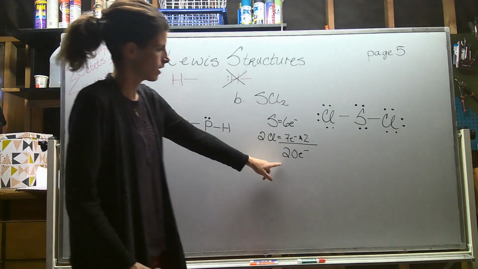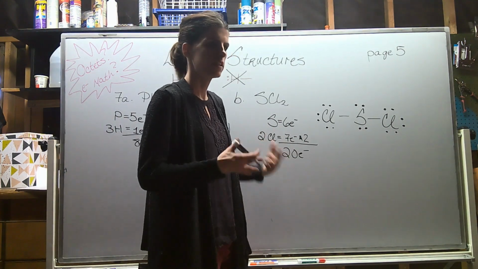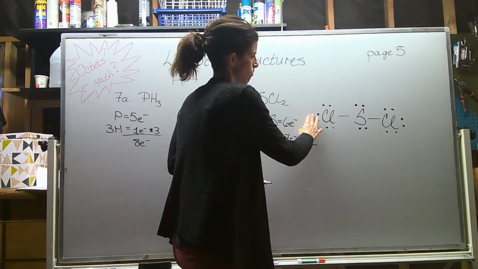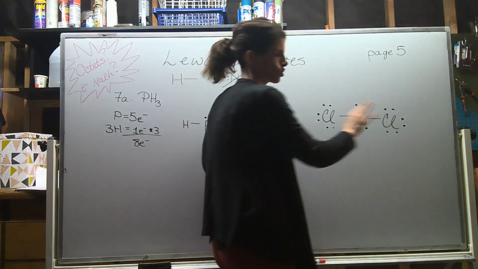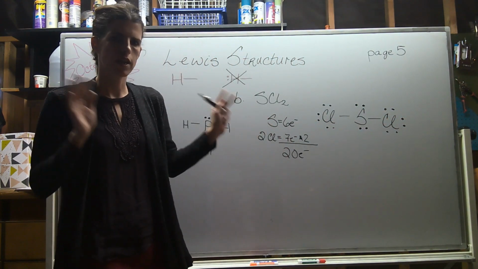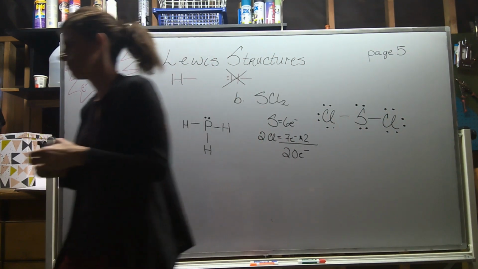Next, I need to check my electron math. I had 20. Did I use 20? So 2, 4, 6, 8, 10, 12, 14, 16, 18, 20. So I had 20, I used 20, I'm good to go.